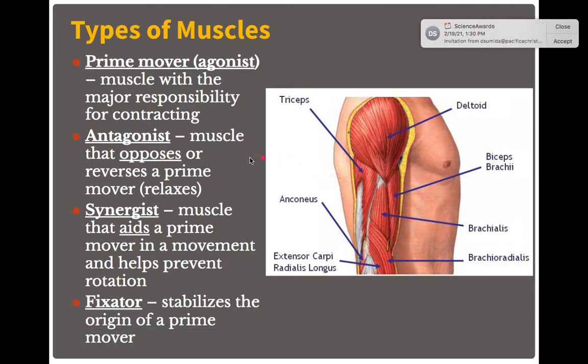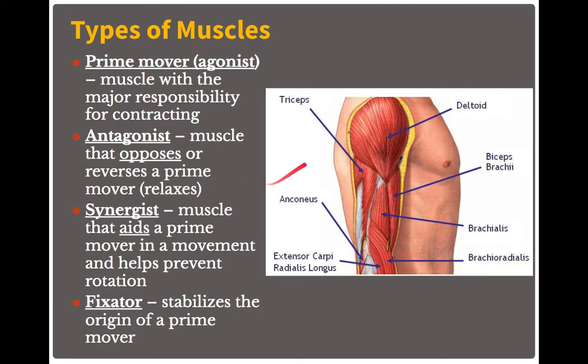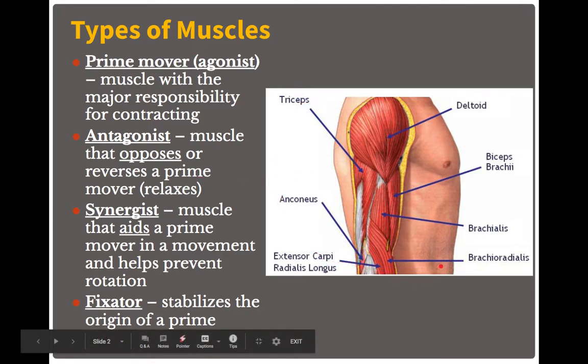Next question. The antagonist is the muscle that opposes or reverses a prime mover if it contracts at the same time that the prime mover does. So in other words, the antagonist muscle has to relax at the same time that the prime mover contracts, because if both the agonist and the antagonist contracted at the same time, they would cancel each other out. So out of all of these muscles here, which muscle would be the antagonist to the biceps? In other words, which muscle, if it contracted at the same time as the bicep, would actually cancel out the action of the bicep?